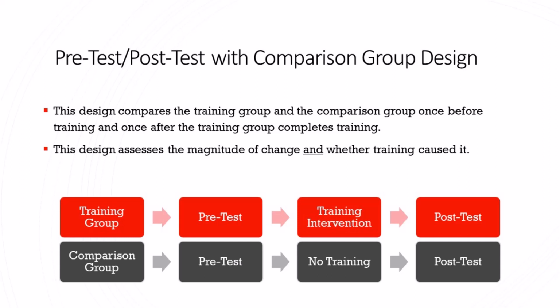Finally, we compare the 2 groups' post-training scores. If the training group experienced significantly greater change than the comparison group, we might have evidence that the training was the cause of the change. If both groups experience the same amount of change, another factor other than training likely caused it.